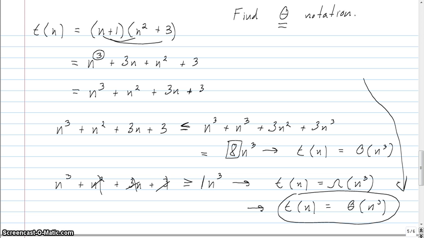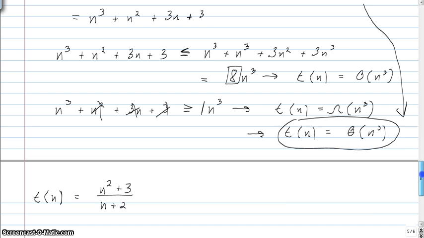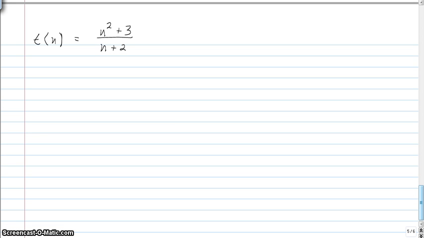Okay, so maybe one more example, finding the theta notation. Let's take this function, and this is going to provide a little bit more of a challenge for us. And then what we'll do in the next video is we'll see exactly where this theta notation can help us in analyzing an algorithm. Okay, so let's see if we can play around with this guy.